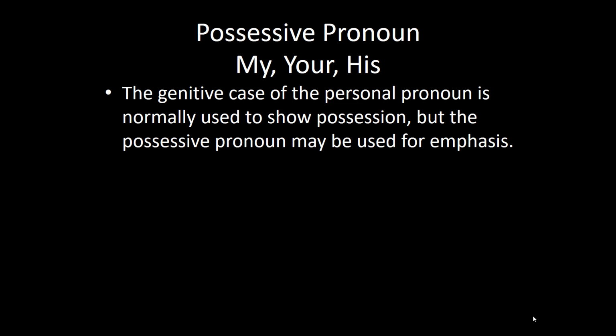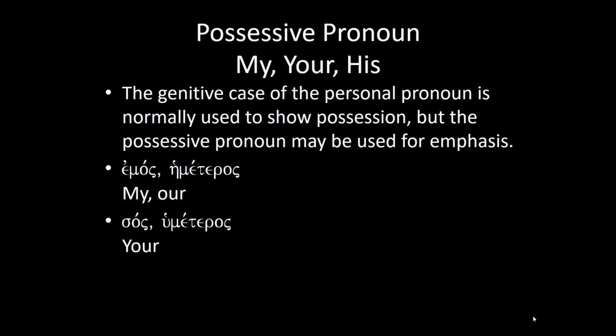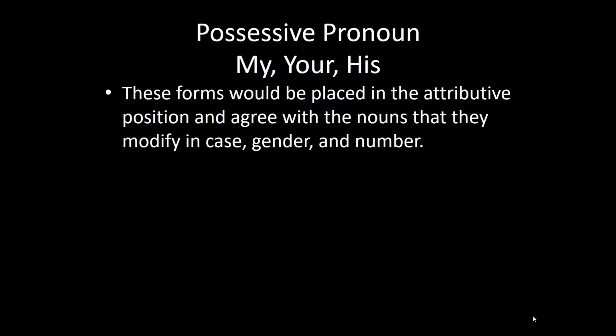Now how about the possessive pronoun my or your or his? Most of the time what we're going to do is just use the normal personal pronoun. A form of ego, a form of autos, a form of su. But they do have a specific possessive pronoun, and when this shows up it's a little bit more emphatic. This is emos or hemeteros for my or our. Sos or humeteros for your. Idios for his. These forms act like adjectives.